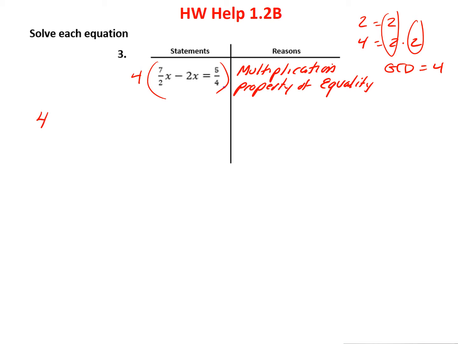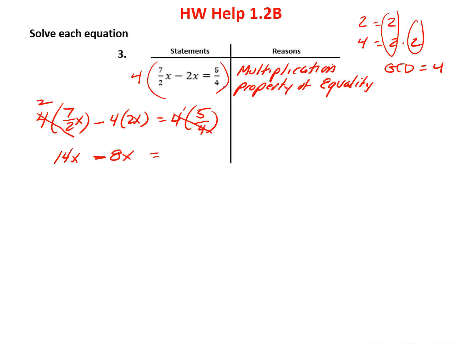So again, we have to distribute everything. So I have 4 times 7/2 x minus 4 times 2x equals, don't forget to multiply 4 to the other side as well. And 4 divided by 2 is 2, so I end up with 2 times 7, 14x. Here, 4 times 2 is minus 8x, and then 4 divided by 4 is 1, equals 5. So we have 14x minus 8x is 6x equals 5. And at this point, you see what we did here was we combined like terms.